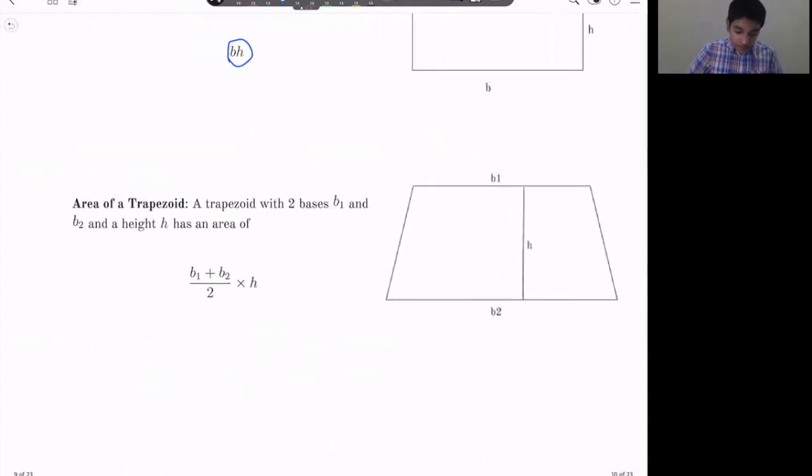Okay, so the area of a trapezoid, basically what you do is you average the bases. So you average these bases, and then you multiply by the height. So you average these green and blue lengths, the bases of the trapezoid, and then you multiply it by the height. So that's how you calculate the area of a trapezoid.